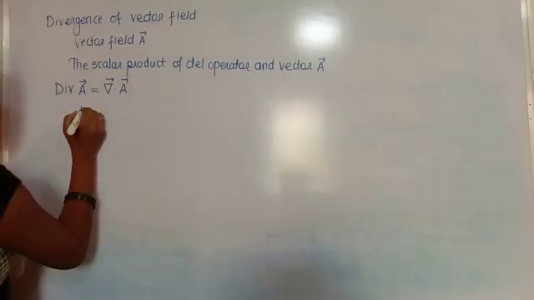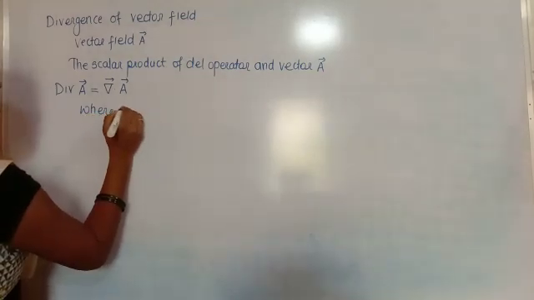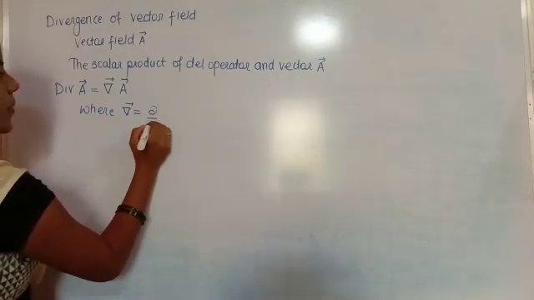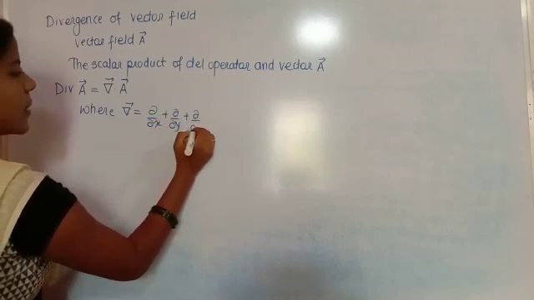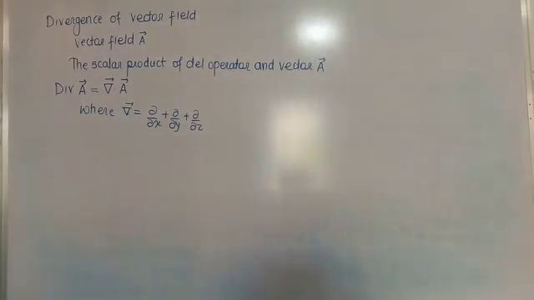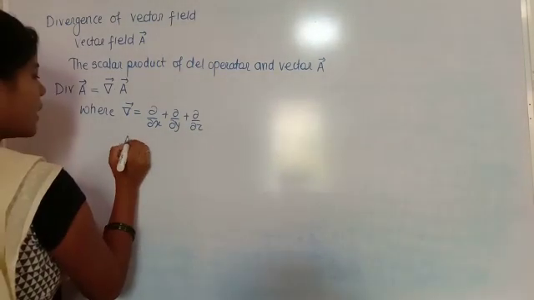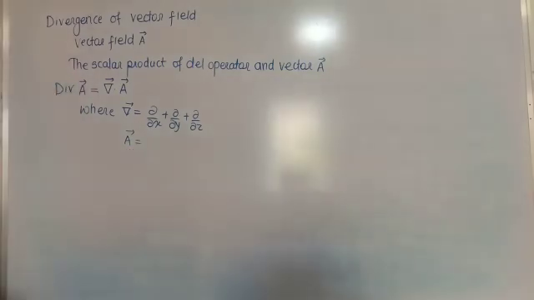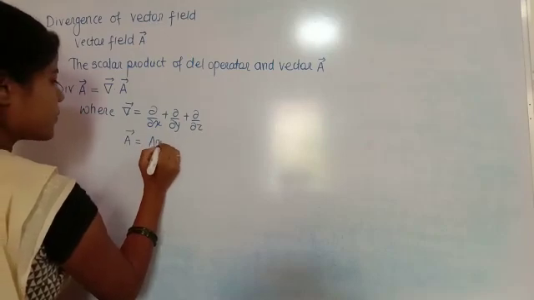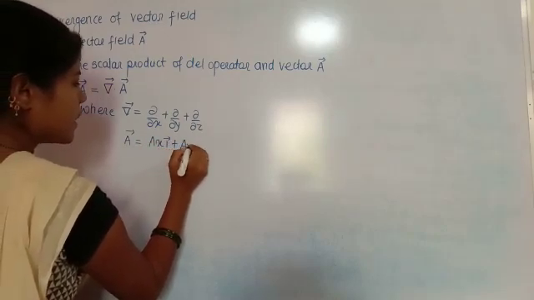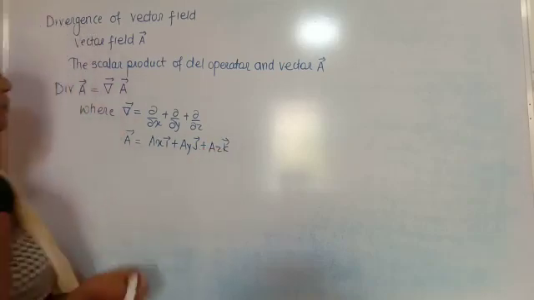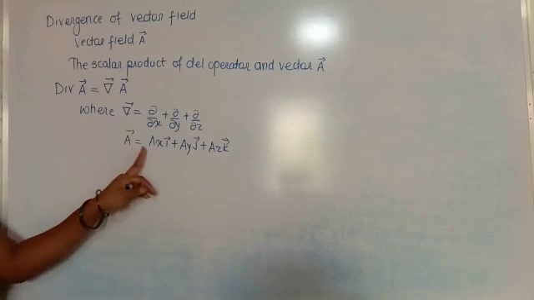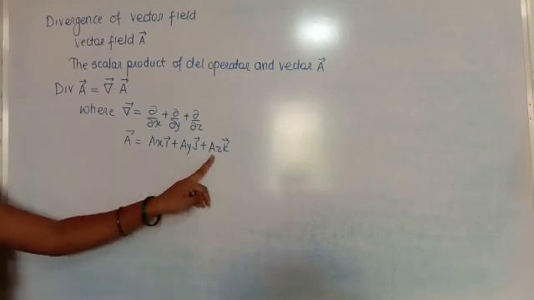Where the operator has the value del by del x plus del by del y plus del by del z, and vector A is equal to Ax i plus Ay j plus Az k. Okay, this is the value of vector A. For this vector we are mentioning the three coordinates, that is Ax, Ay and Az.